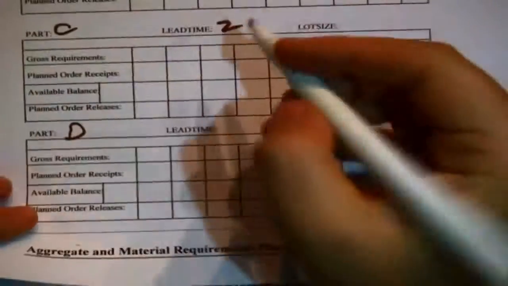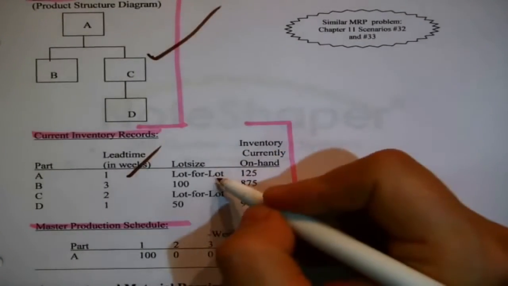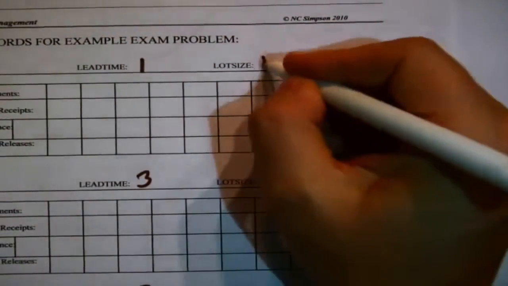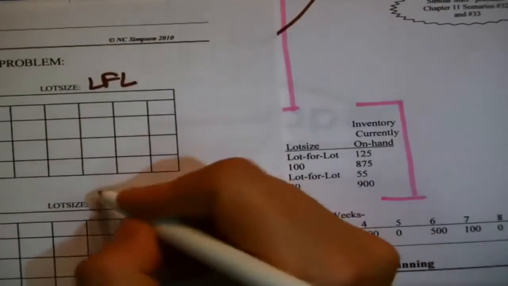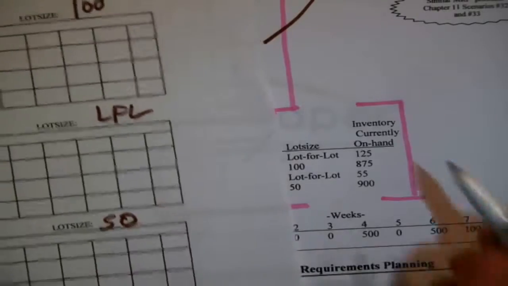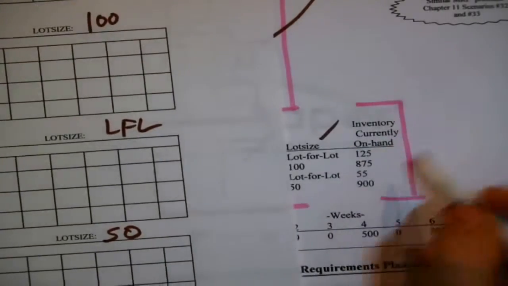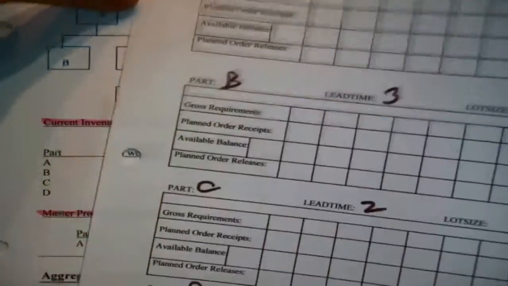Lead time, let's see, for A, 1 week, for B, 3 weeks, for C, 2 weeks, and for D, 1 week. Okay, what else do I know? That's done. Lot size, lot for A, right? 100 for B, lot for C, and 50 for D.